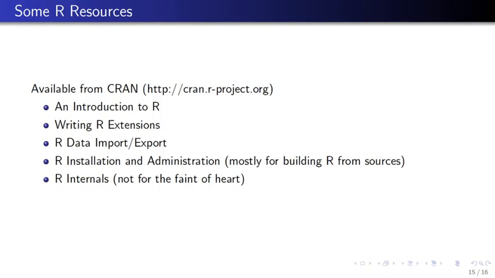The R Data Import and Export manual, which is useful for getting data into R in the various different ways. The R Installation and Administration manual is mostly useful if you want to build R from the source code, and I'll talk about that in another video. And then the R Internals manual is a really technical document for how R is designed, how R is implemented at a very low level, and it's not really for the faint of heart. But if you're that kind of a person who wants to know how R works at a very, very low level, this is the document for you.